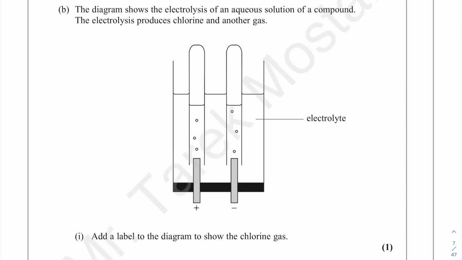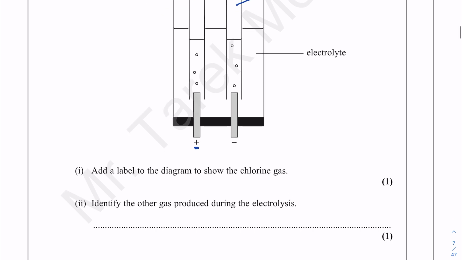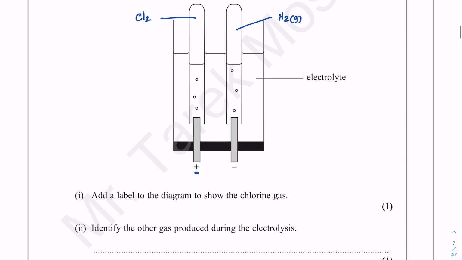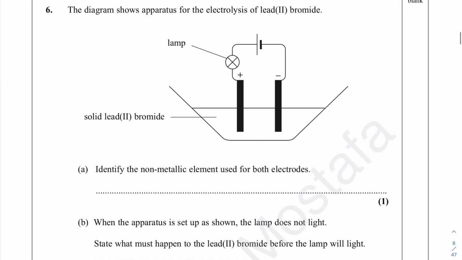Diagram shows the electrolysis of an aqueous solution of a compound. The electrolysis produces chlorine and another gas. طبعا البوزيتيف هو اللي هيطلع عنده الكلورين ويبقى أكيد another gas ده الهيدروجين عشان الهيدروجين هو النون ميتال الوحيد اللي بيطلع عند النيجاتيف اللي هو الكاثود. Add the label to the diagram to show chlorine gas. يبقى chlorine gas ناحية الأنود وهيبقى الهيدروجين gas طبعا هو اللي ناحية الكاثود. Identify the other gas produced during electrolysis هيبقى hydrogen.